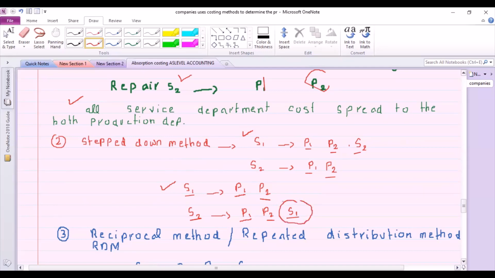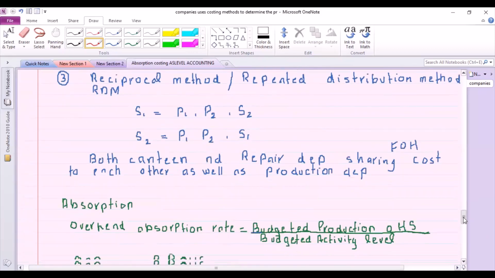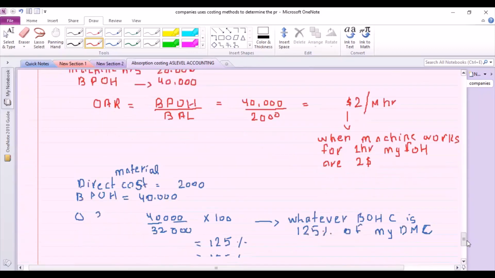Basically, this is called the step down method. Okay. So why is this happening in the step down method? Let me give you an example here.